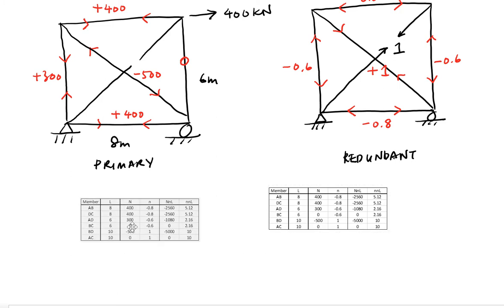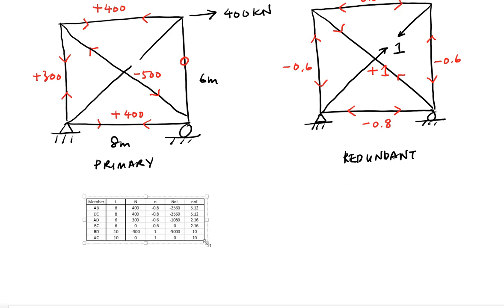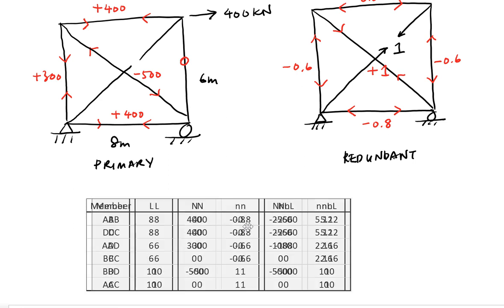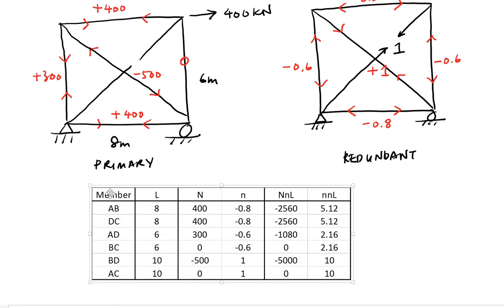Okay, this was my table that I did using Excel. So the first column is your member. Okay, so I have members A, B, C and D. Okay, so my members are AB, DC, AD, BC, BD and AC. L is the length of each member, accordingly. N is the internal force due to the primary system. This is capital N.